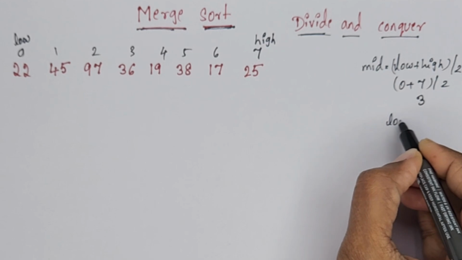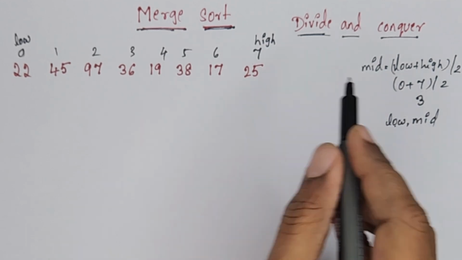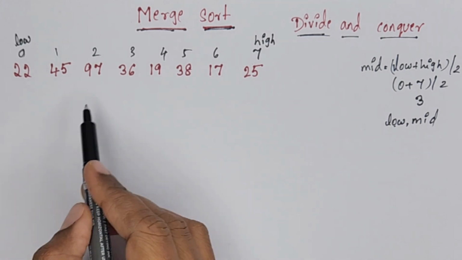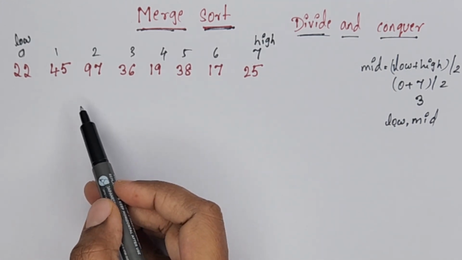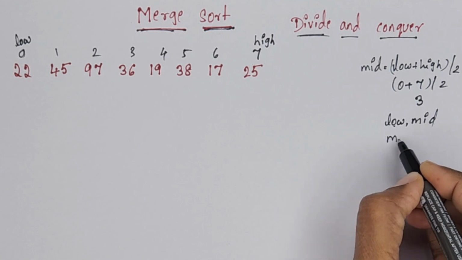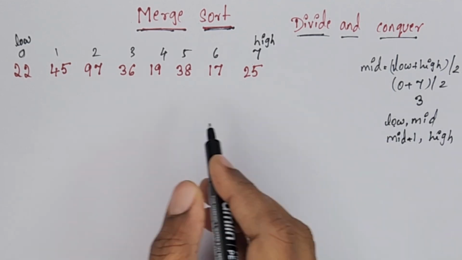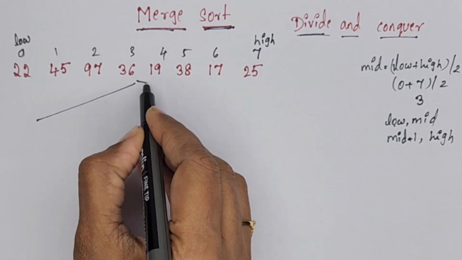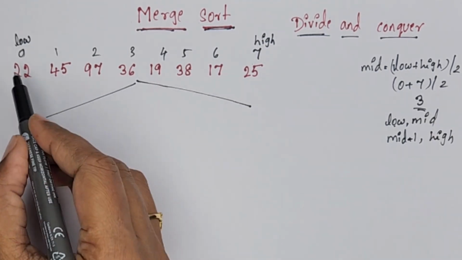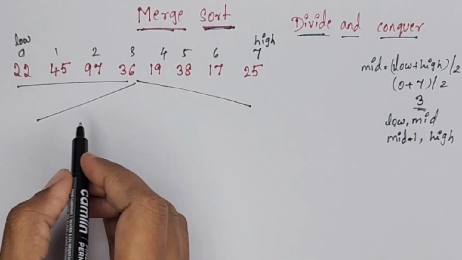So, we have to store the low to mid values in one array. We have to divide like this. One array will contain the elements from low to mid. In another array, we store the elements from mid plus 1 to high. So, like this, we have to divide. In this example, the mid value is 3, so all the elements from low to mid we store in one array.